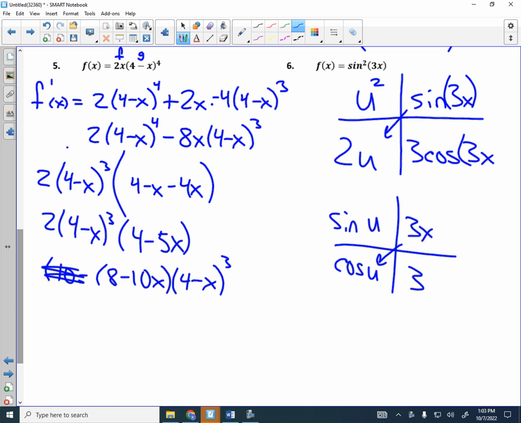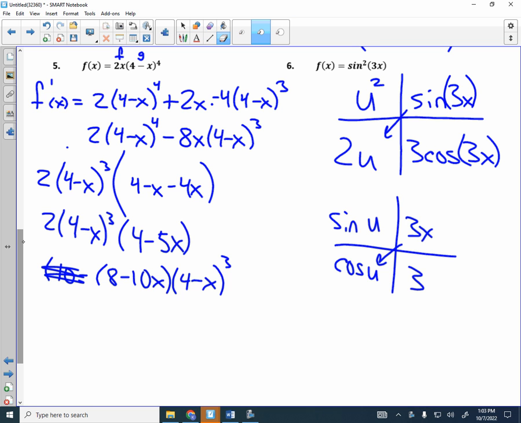Now, this is where you can see it. Sometimes people are like, well, I don't want to set up another set of boxes. And so instead of setting up another set, they just do like I said. What's the derivative of the inside? 3. What's the derivative of the outside, with the inside left alone? See it? That way they don't set it up.